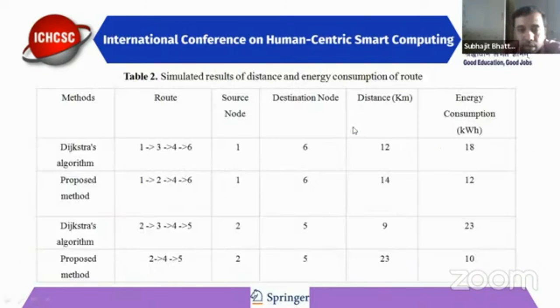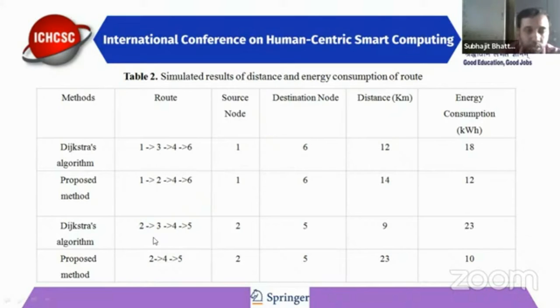So we have also run the algorithm between the other two nodes, between node 2 and node 5. Here we have run the program between node 1 and node 6. Distance is 12, but the energy is 18, and you can see the difference. When we run this program for the minimum energy consumption path, the minimum energy is 12, but the distance is higher. So here we do not choose the first result, we choose the second result, because energy is less here, but the distance is higher.